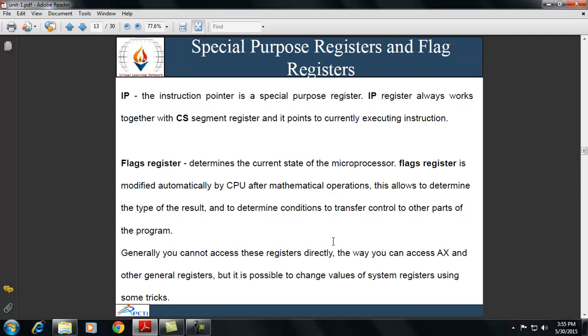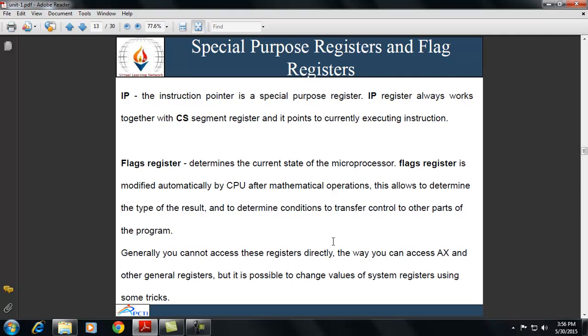Now next is special purpose registers and flag registers. The instruction pointer, that is IP, is a special purpose register. IP register always works together with the code segment register, and it points to the currently executing instruction. And next one is flag register, which determines the current state of the microprocessor. Flag register is modified automatically by the CPU after mathematical operations, and this allows us to determine the type of the result and to determine the conditions to transfer control to other parts of the program.